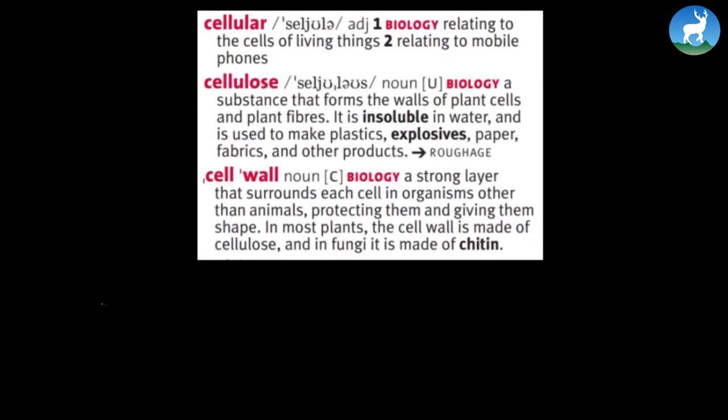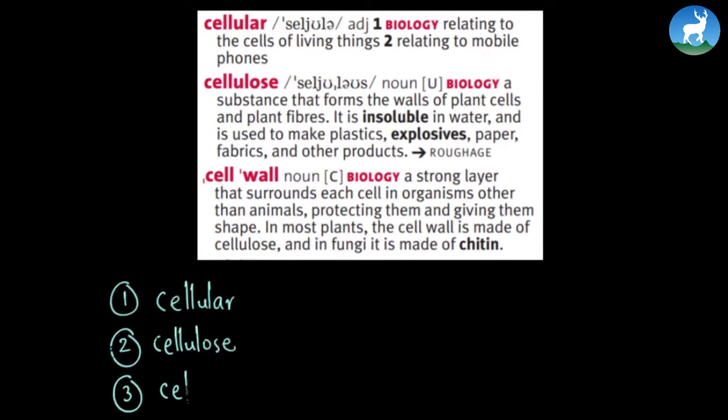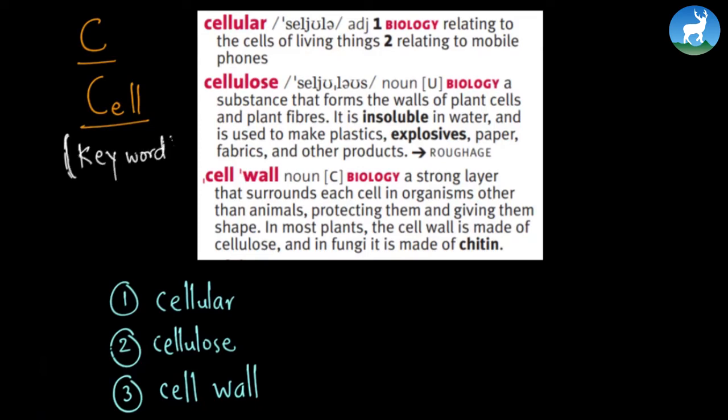Let us say I want to find 3 words in the dictionary: cellular, cellulose, and cell wall. Let's say I want to look up these 3 words. First of all, I would go to the C section of the dictionary, then to the CE section, then to the CELL section. Under the cell section, since this is what we call the keyword, we would find these 3 different words, right?